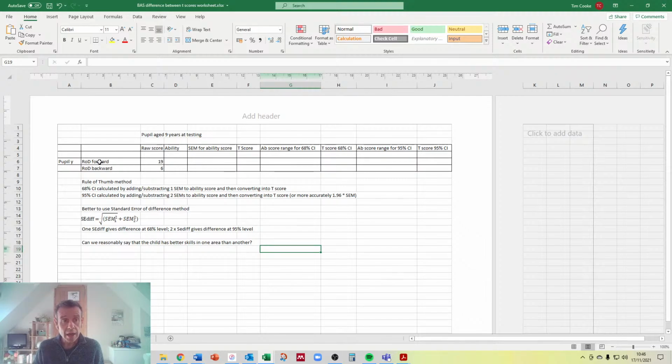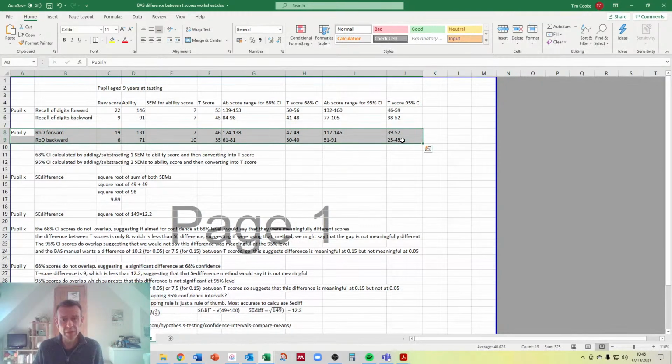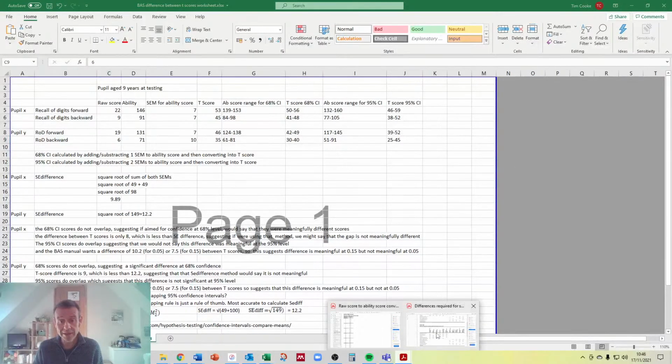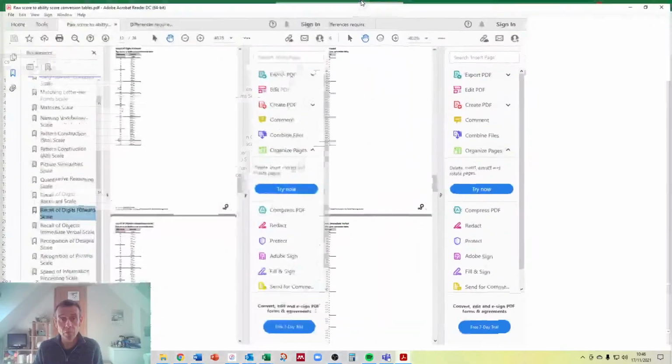So let me show you what we're doing. I have all the examples in a worksheet here, so I've got them as a worked example, and we're looking in particular at this one because I can't quite get my head around what's going on. So we have a pupil with a recall of digits forward score of 19 and a recall of digits backwards score of 6. Now, I'm not expecting you to hold all of these things in your head, but let me just show you how that works for here.